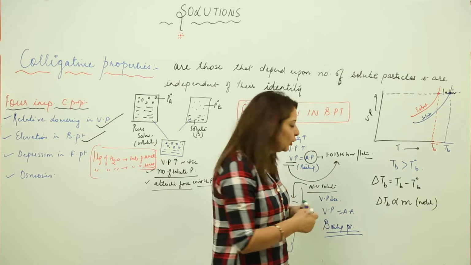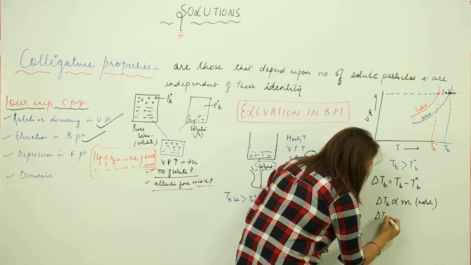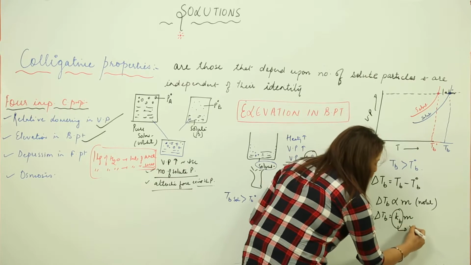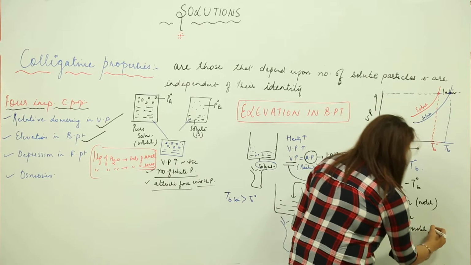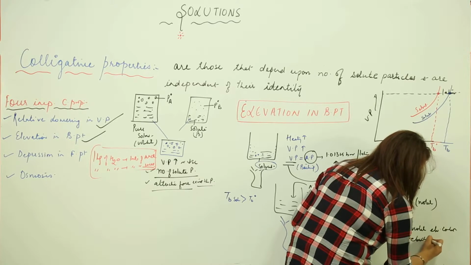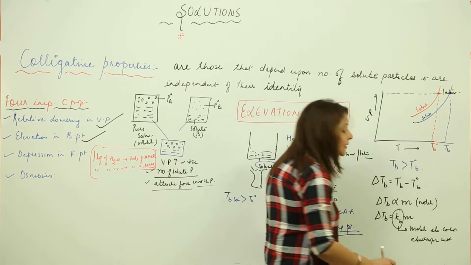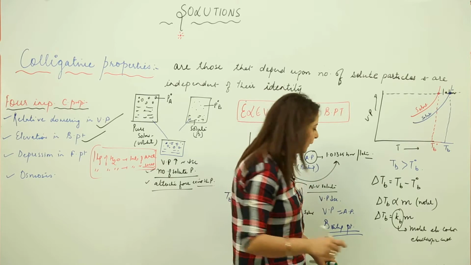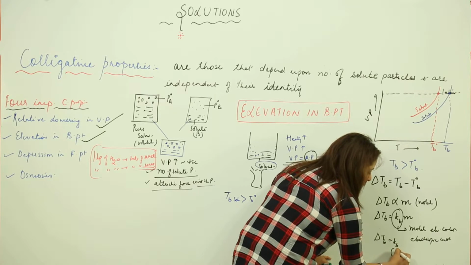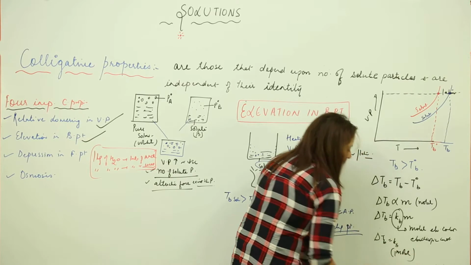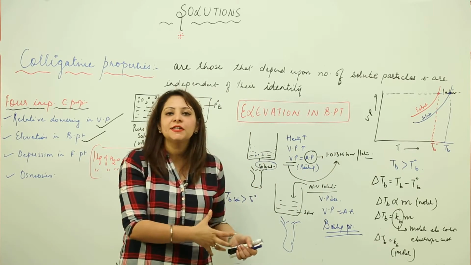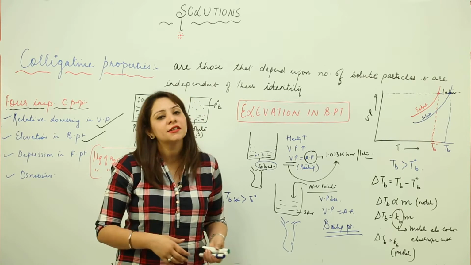And we need to have an expression also. I will remove the proportionality sign, and I get the constant Kb. Kb is the molal elevation constant, or the ebullioscopic constant. If we take the concentration of the solution as 1 molal, then delta Tb is equal to Kb. Hence it is proved that it depends upon the molal concentration of the solute, and that means it is a colligative property.